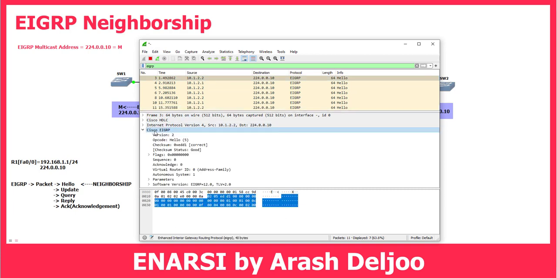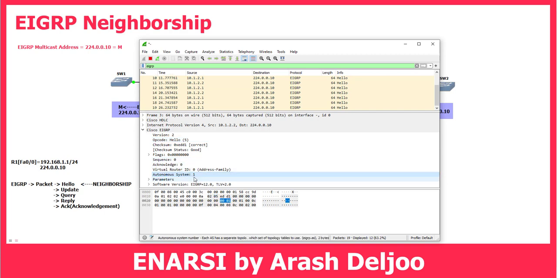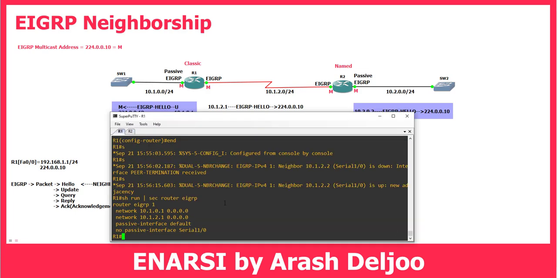Here you can see in the Cisco EIGRP that this is the hello message, and after that you can see that the autonomous system number is 1. This is the hello from router 2, and in the hello from router 1 again we have the AS number of 1. Now let me change the AS number in one router. For example, in router 1 I'm going to configure the EIGRP AS number to 2. I'm going to change it because I want to show you that when you use different AS numbers, the neighborship cannot establish.